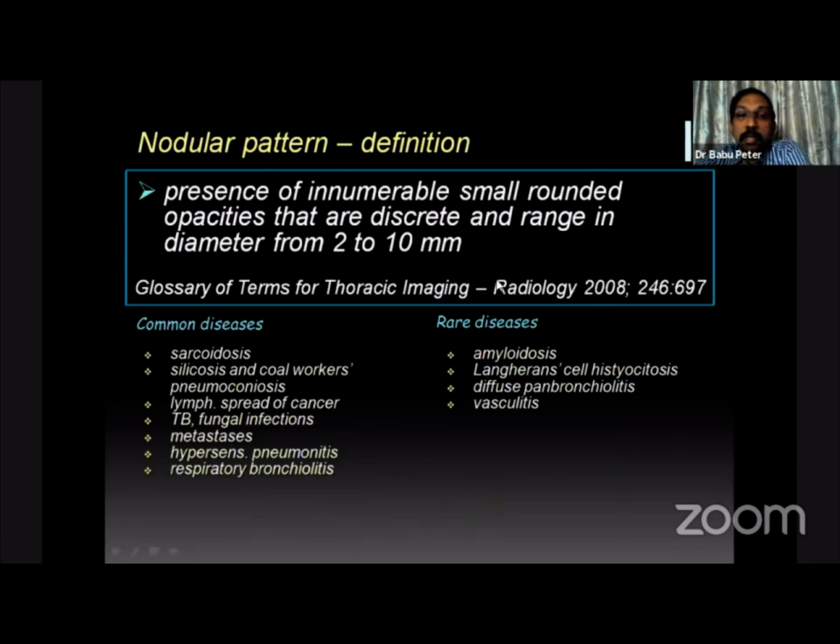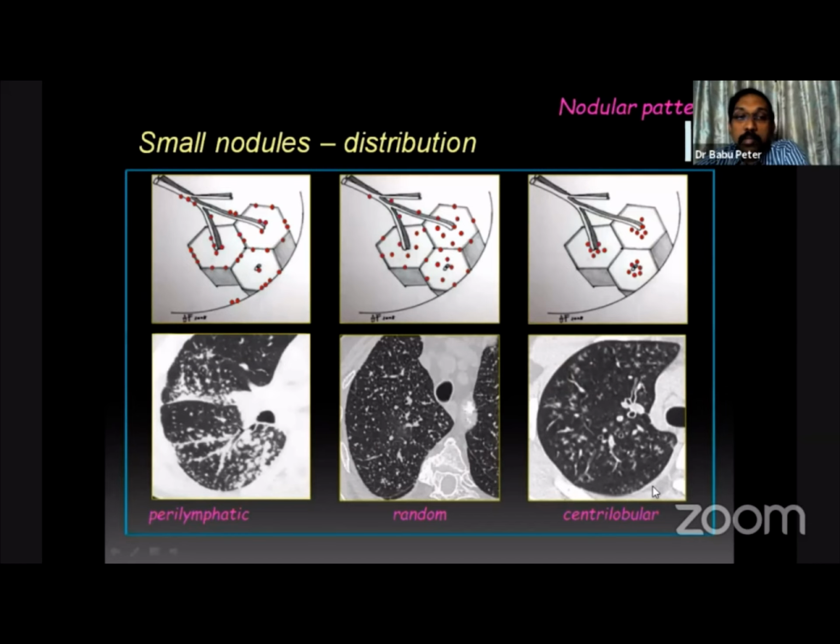So the nodules are multiple small nodules which can be discrete, and they may range in diameter from 2 to 10 millimeters. Common causes for the nodules that we see are tuberculosis, sarcoidosis, and Coal worker's pneumoconiosis or any granulomatous diseases, metastasis, hypersensitivity pneumonitis, and bronchiolitis. It can also be seen in other rare conditions like amyloid, panbronchiolitis, and vasculitis.